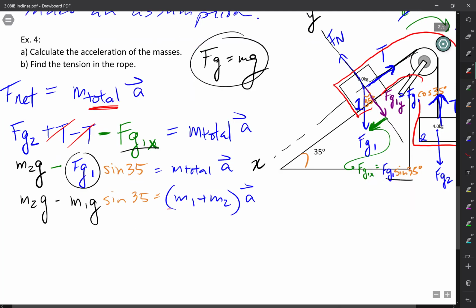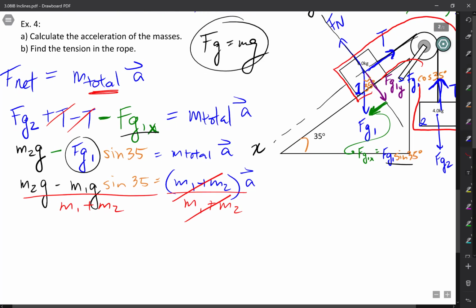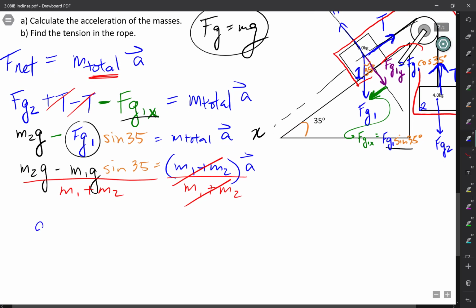We're going to solve for acceleration by dividing both sides by m1 plus m2. So be careful: even though you're tempted just to cross out m1 and m2 because you have m1 and m2, you still need to make sure that you divide everything by the sum of the two. Algebraically, they don't mean the same thing. So I have acceleration is equal to m2g minus m1g sine of 35 all over m1 plus m2.